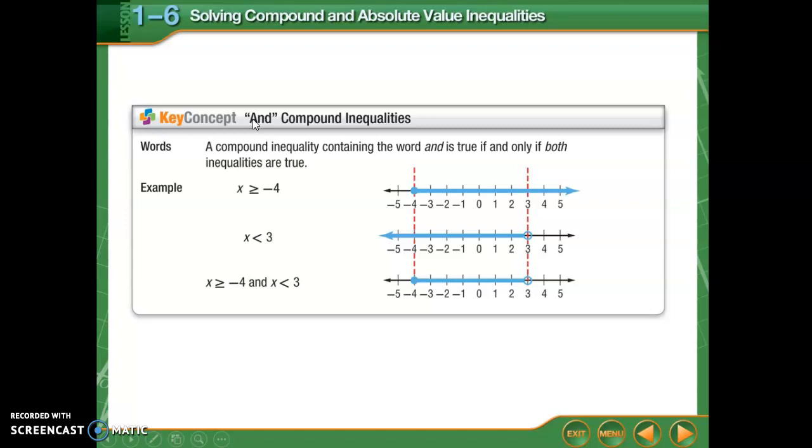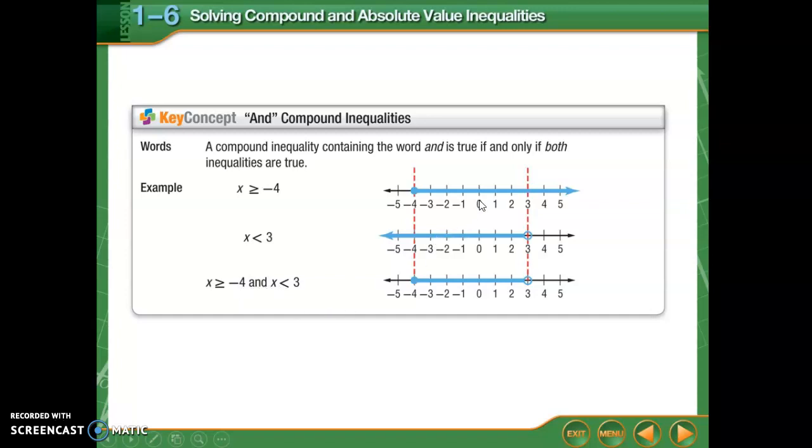What do you mean by "and" compound inequalities? A compound inequality containing the word "and" is true if and only if both inequalities are true. When you say compound inequalities, there are actually two inequalities being put together. For example, x is greater than or equal to -4, and the second inequality is x is less than 3. Put together, it's x is greater than or equal to -4 and x is less than 3.